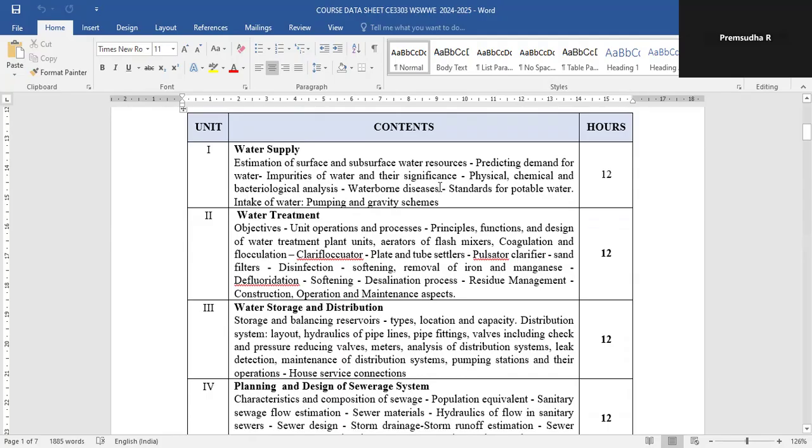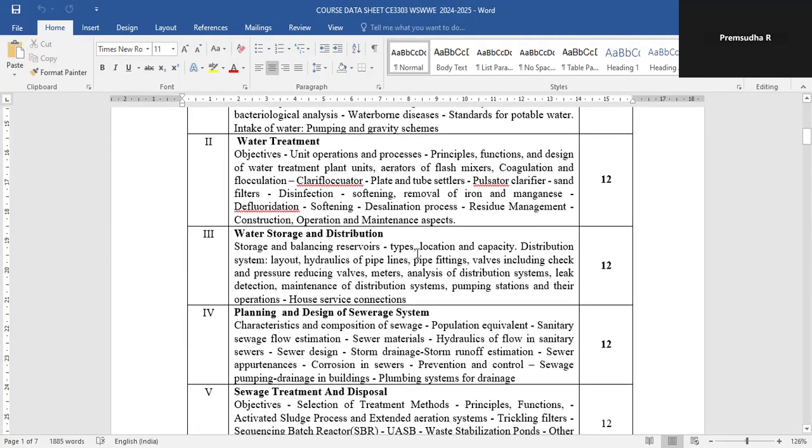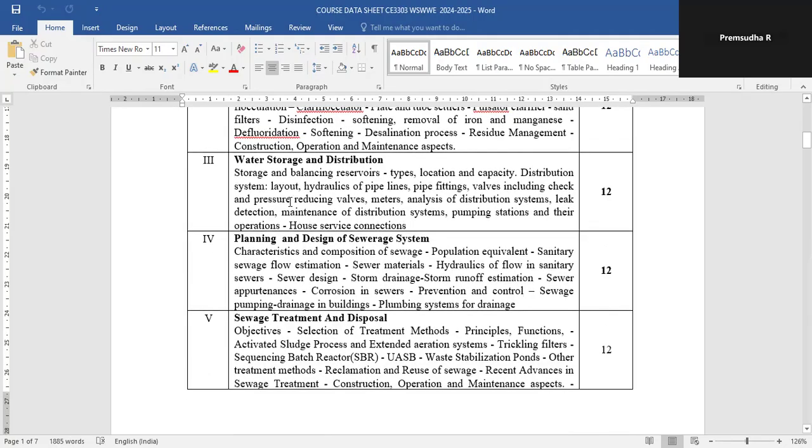The next is water treatment, the second unit. Here you are going to see the various unit operations and processes required to treat the water, to remove the physical, chemical and biological impurities, and to make the water fit for drinking. The third unit consists of water storage and distribution. After water collection and treatment, you have to distribute the water. Before distribution, after the treatment, you have to store the water. So here you can see water storage and distribution.